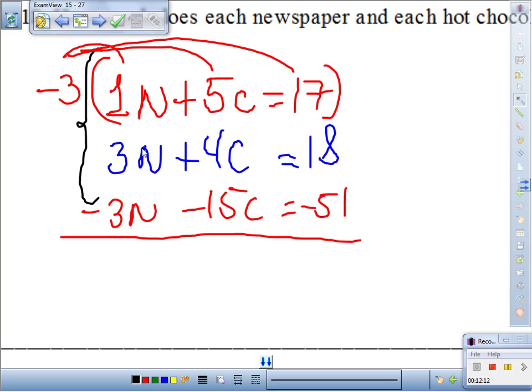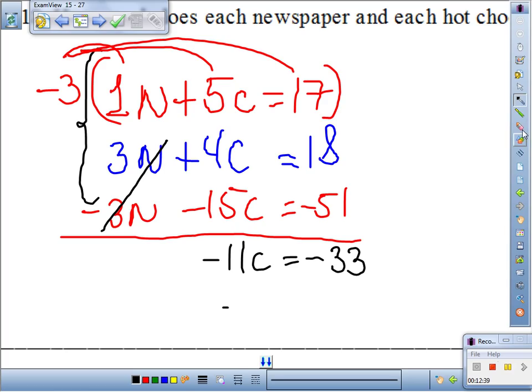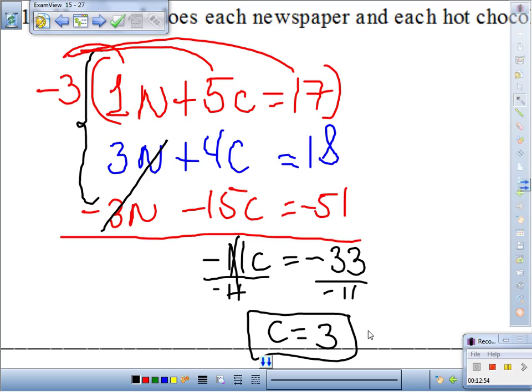That's why this method is a little bit faster. This eliminates because there's 0 pairs, yes? -15C plus 4C, that's -11C equals -51 plus 18, that's -33. All right, let's solve for C. Does everybody see what we're doing? Divide by -11, divide by -11. C equals 3.